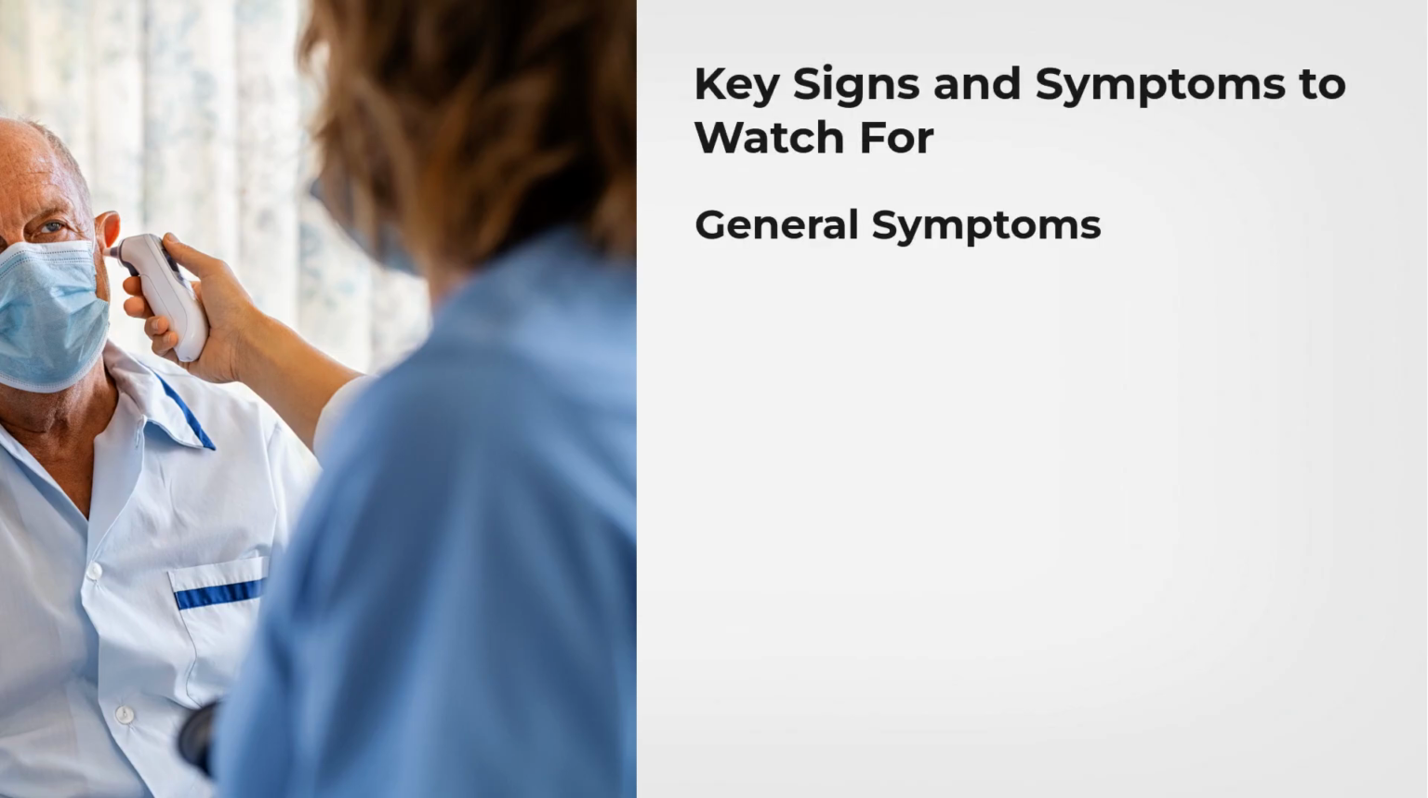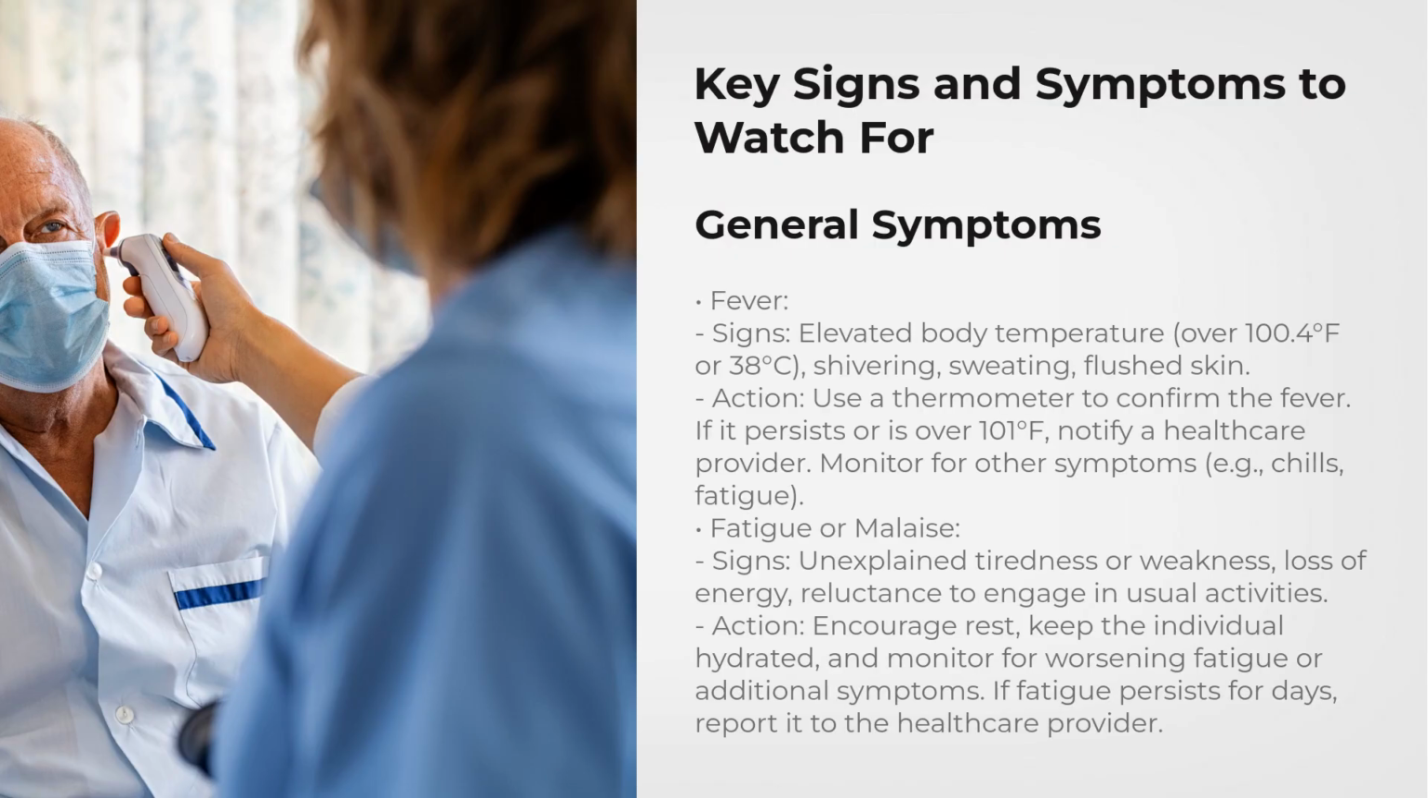Key signs and symptoms to watch for, Part I. General symptoms. Fever. Signs: elevated body temperature, over 100.4 Fahrenheit or 38 Celsius, shivering, sweating, flushed skin. Action: use a thermometer to confirm the fever. If it persists or is over 101 Fahrenheit, notify a healthcare provider. Monitor for other symptoms, e.g., chills, fatigue.